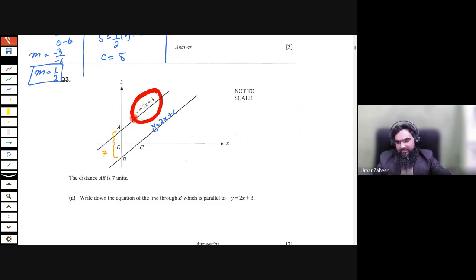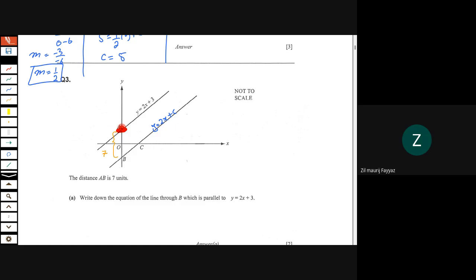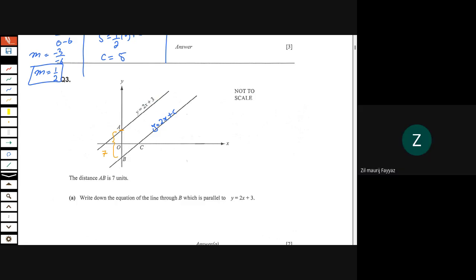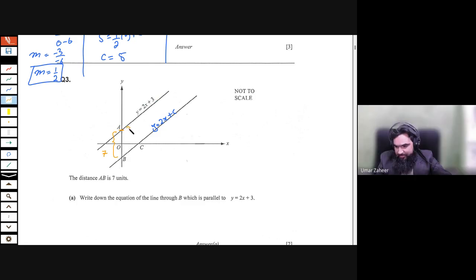How to find the y-intercept of this equation? What is the y-intercept of this equation? Can you tell me this value? What is it? Plus 3. Yes. Because this value shows the y-intercept. This means that this line must pass through 3. Yes, everyone, is it clear?